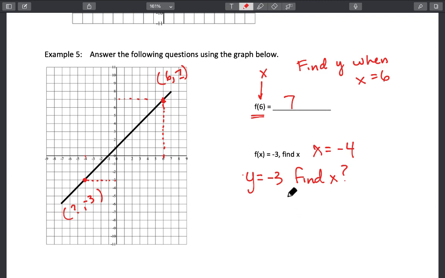All right, that's our examples for today. We'll talk more about inputs and outputs and function notation later in class.